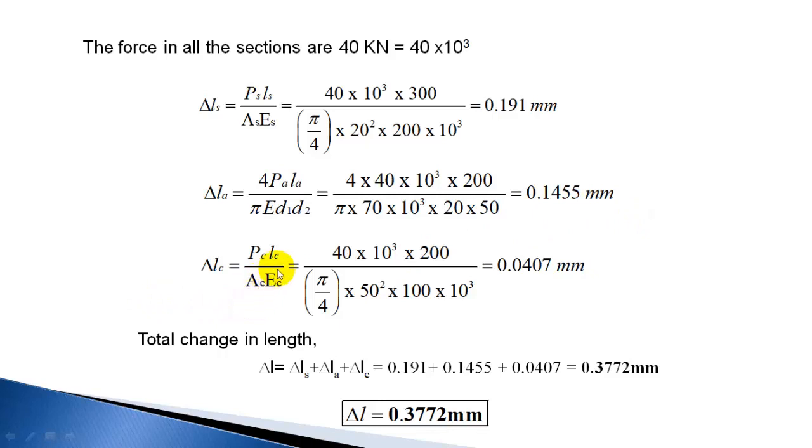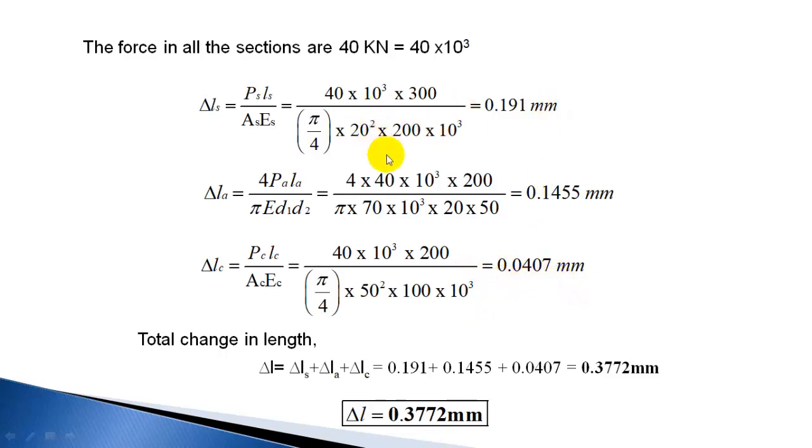And the copper portion has a uniform area of cross section. You can use PL by AE. Load is 40 into 10 raised to 3, length is 200, diameter is 50, so area is pi by 4 into 50 square. Young's modulus is 100 into 10 raised to 3 Newton per mm square. So it gives a deformation of 0.0407 mm.